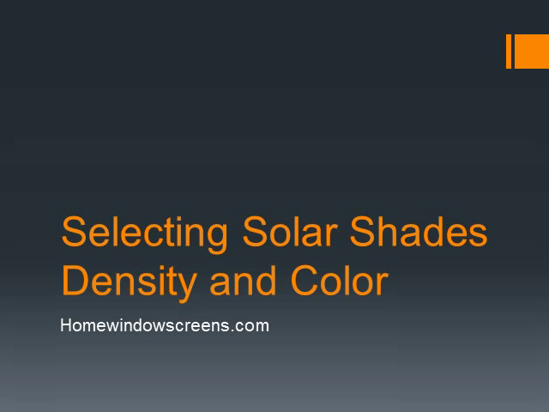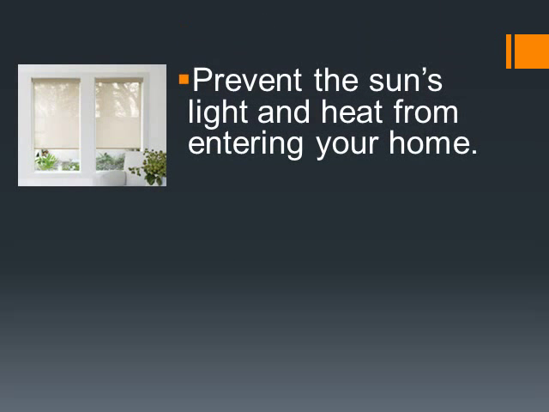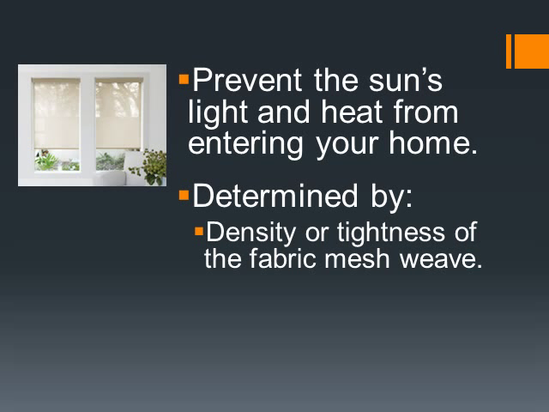Selecting solar shades based on density and color. Solar shades are built to prevent the sun's light and heat from entering your home. How much sunlight and heat gets in is determined by the density or tightness of the fabric mesh weave used for the solar screens, as well as the color of the shades.